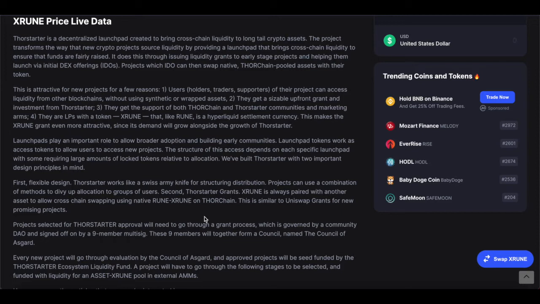Second, Thorstarter grants. X-Rune is always paired with another asset to allow cross-chain swapping using native Rune and X-Rune on Thorchain. This is similar to Uniswap grants for new promising projects. Now, projects selected by Thorstarter approval will need to go through a grant process, which is governed by a community DAO and signed off on by a 9-member multi-sig. These 9 members will together form a council named the Council of Asgard, and that in itself sounds amazing.